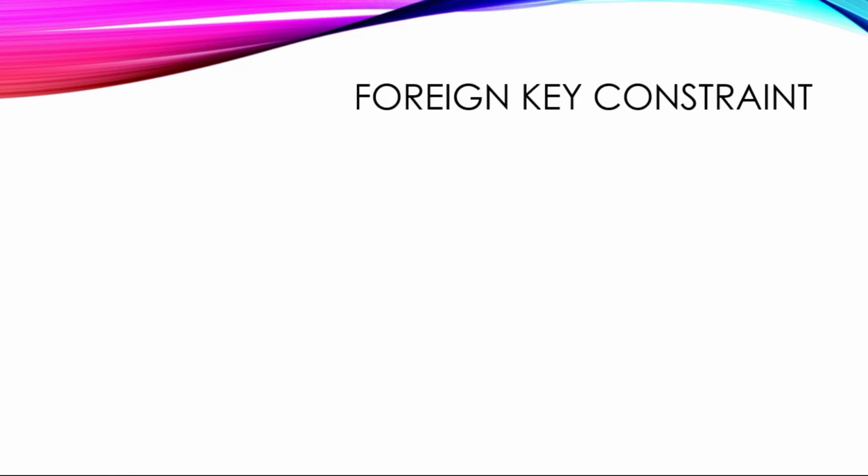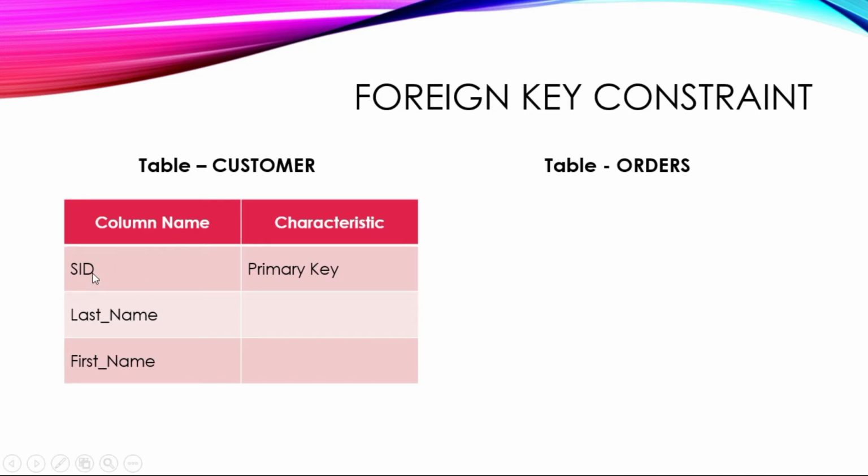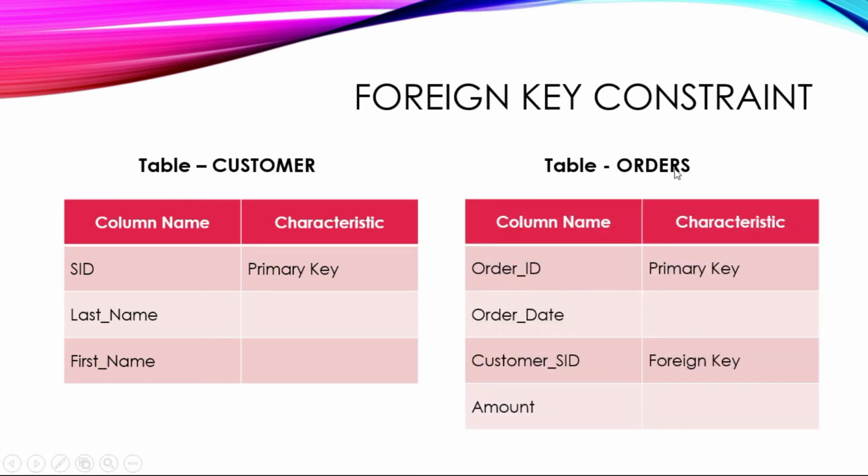Now for foreign key we should have two tables. So here I have taken two tables, one is customer and one is order. And the columns of customer table are SID, last name and first name. And SID is the primary key. And in the orders table there are 4 columns: ID, date, customer ID and amount. So your order ID is the primary key and customer SID is the foreign key. It means this orders table's this column will give reference to customer table's this column.